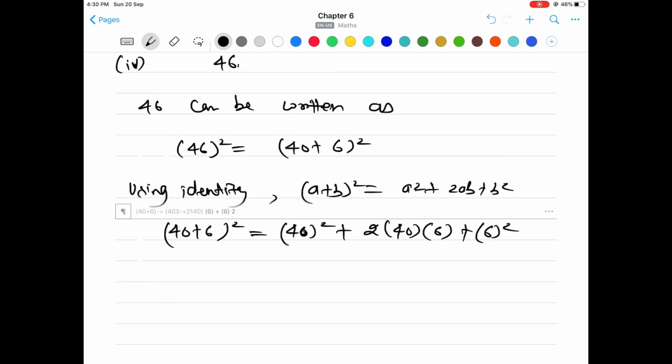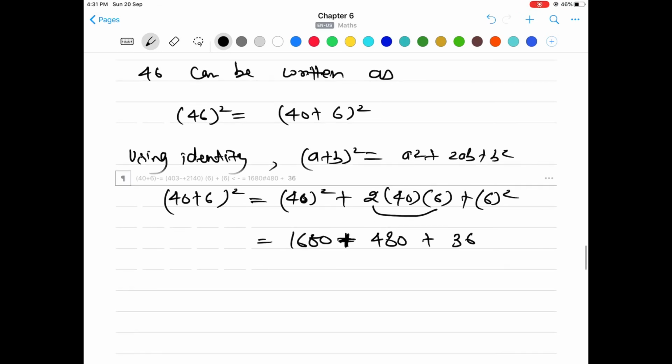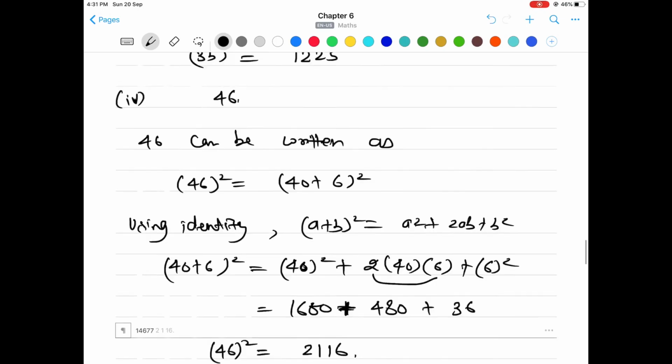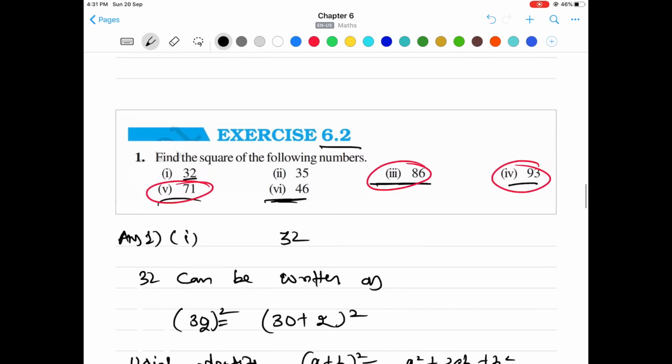Now the square of 40 is 1600, then plus we have 2 into 6 is 12, and 12 into 40 will be 480, plus 6 square is 36. When you add these three numbers you will get 2116, which is the square of 46. So I have done the first, second and the sixth part.